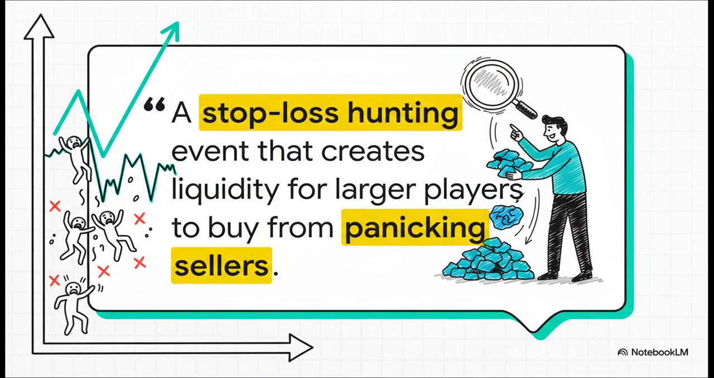So why does this happen? It's not random. There's a real psychology at play here. Think of it like this. That gap is often a deliberate stop-loss hunting event. It's designed to hit all the stops from people who are already long. And what does that do? It creates a huge wave of panic selling, which, guess what, provides the exact liquidity that big institutions need to get in on the cheap. They are literally buying from all that panic.